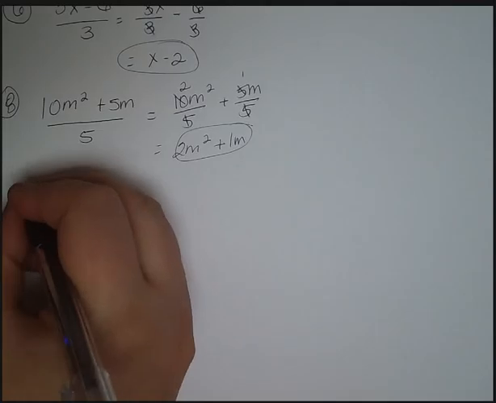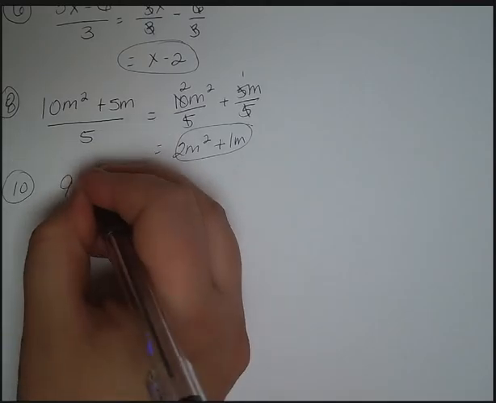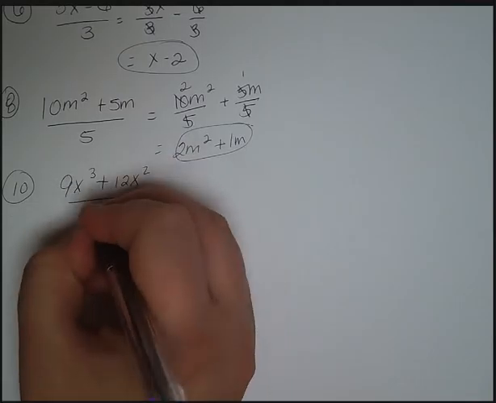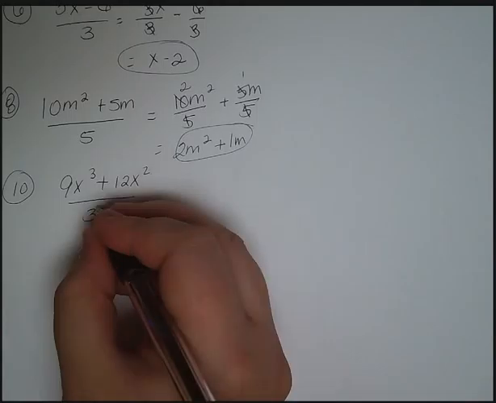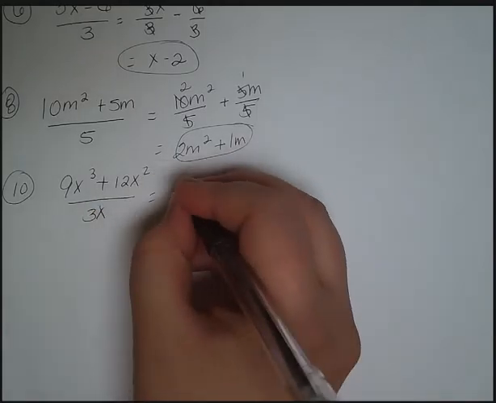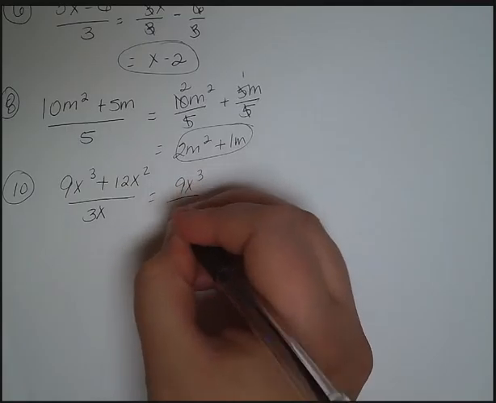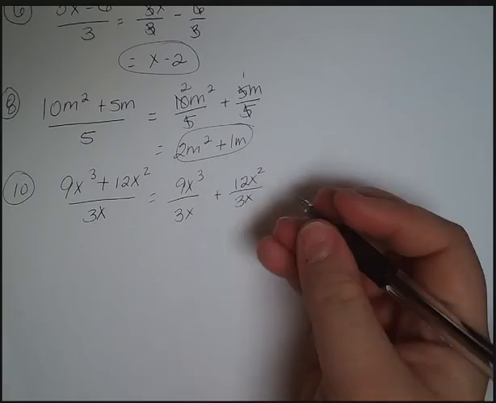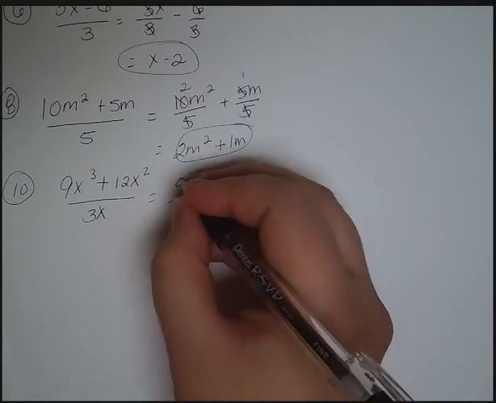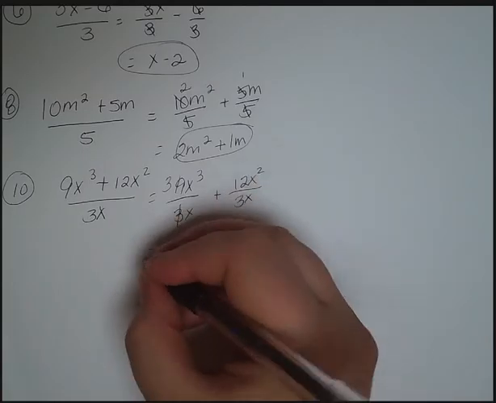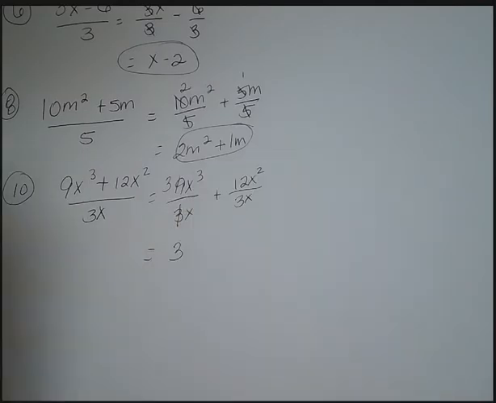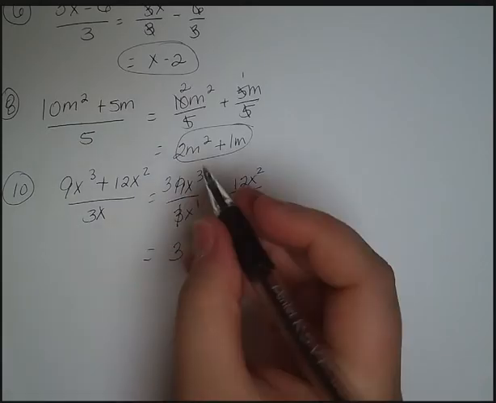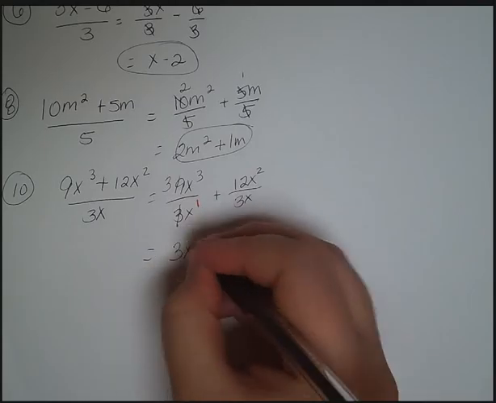Problem number 10. You have 9x to the 3rd plus 12x squared over 3x. So that gives me a 9x to the 3rd over 3x plus a 12x squared over 3x. Well, that 3 goes into 9 3 times. And then you've got an x to the 3rd over an x. Remember that x has an understood exponent of 1. 3 minus 1 gives us 2. So that means we have 3x squared.